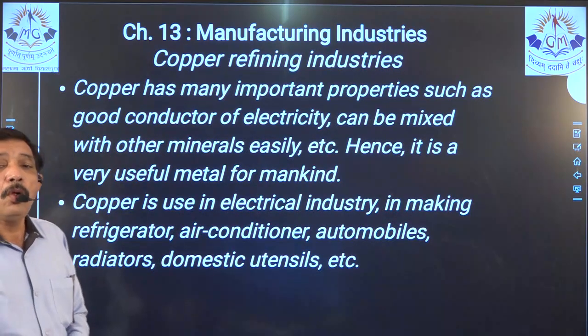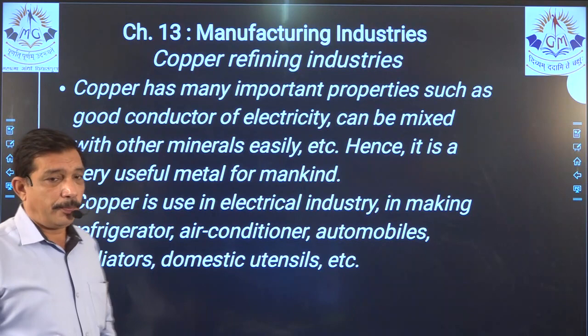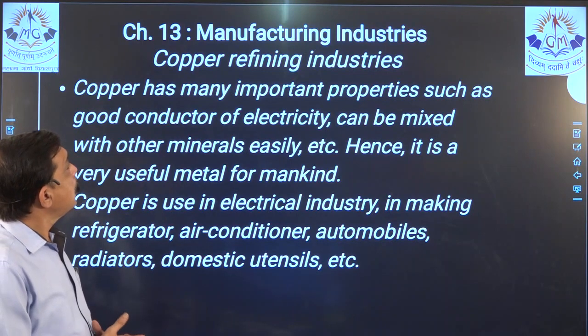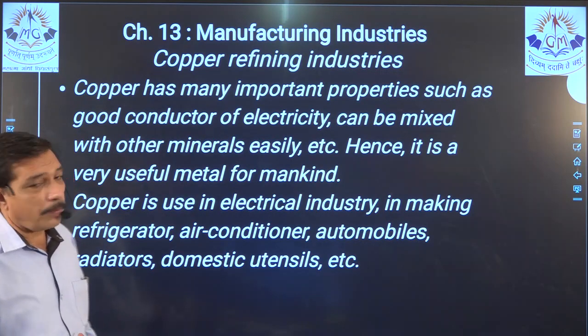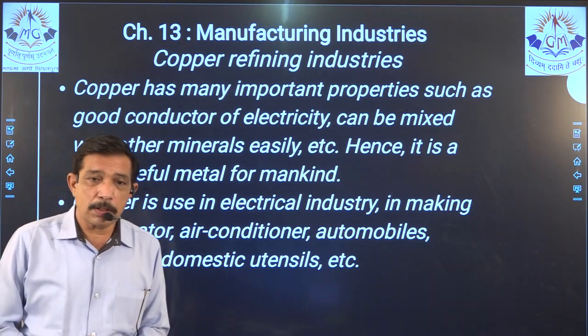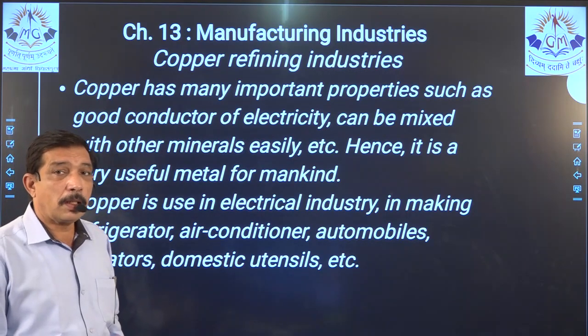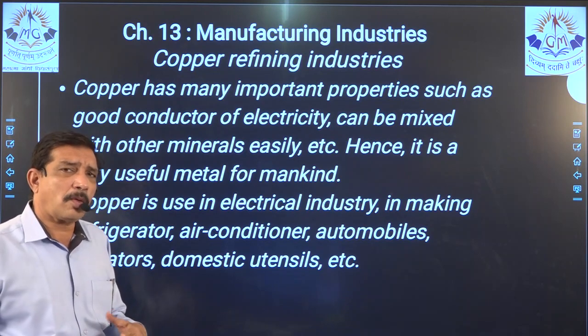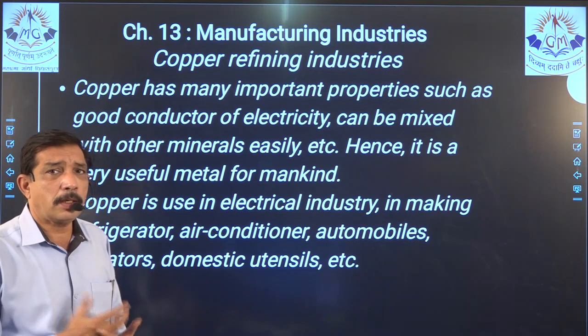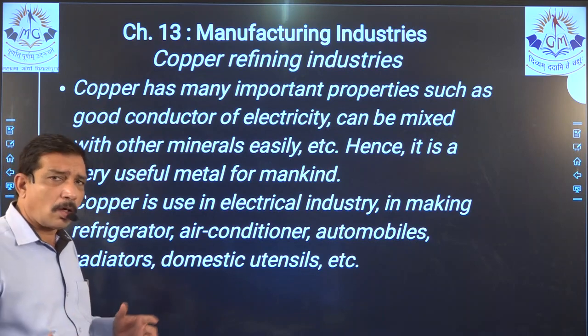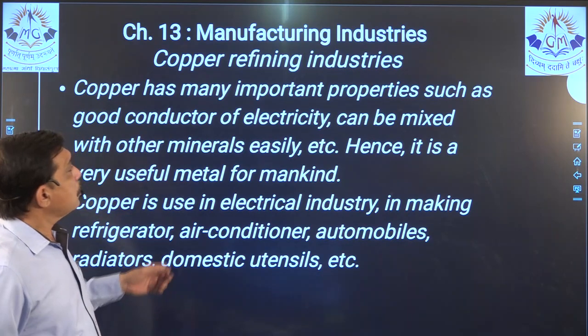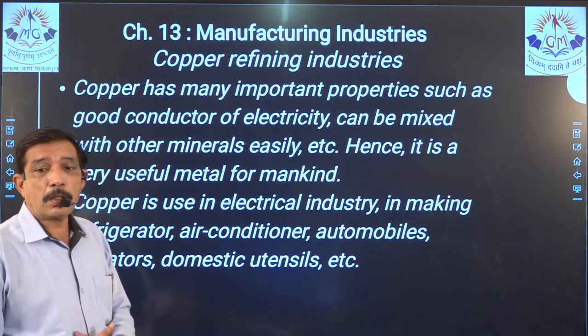Now we come to copper refining industry. Copper has many important properties such as, now what are the properties? This is again a 2-mark question, right? So please prepare it thoroughly, and when we prepare thoroughly, automatically the MCQs generated from these 2-mark questions get filled in. So it's a very good conductor of electricity.